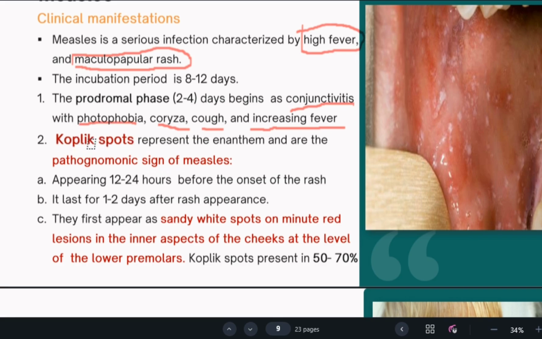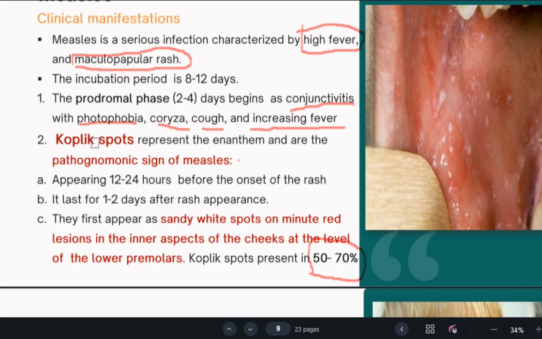Something distinctive in measles is the Koplik spots, which represent the enanthem and are the pathognomonic sign of measles. But we should know that although Koplik spots are pathognomonic, not all cases of measles have Koplik spots and not all Koplik spots are measles. But because measles is highly contagious and comes as epidemics, we rely on it. Koplik spots appear in a large proportion of measles cases, 50 to 70%.